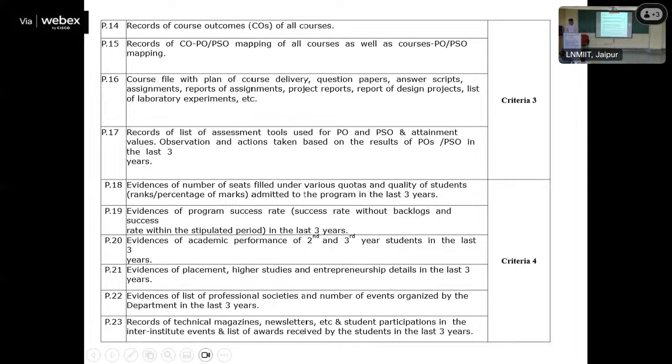P14, record of course outcomes of all courses. It's very simple. P14 means course outcome should be defined for every course. That's it, including seminar. I'll tell you, there are different methods for the attainment for the courses, with slight differences: theory courses, laboratory courses, and the seminar and project.